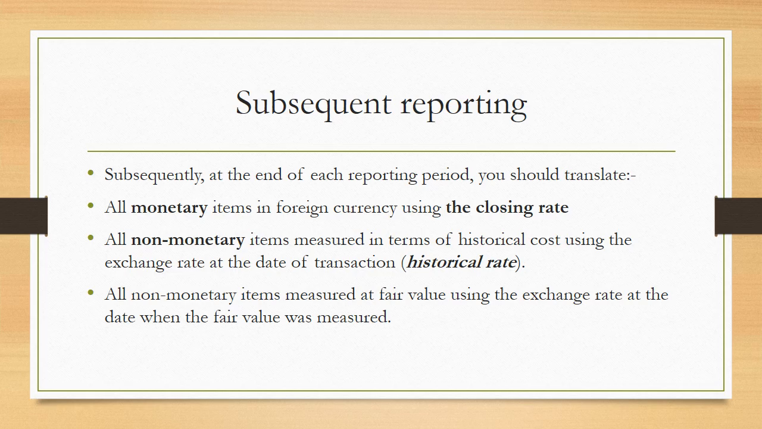By subsequent reporting, we mean at the end of each reporting period, you should translate all monetary items in foreign currencies using the closing rate. But also all non-monetary items will be translated using the historical rate. But if there is a non-monetary item measured at fair value, use the exchange rate at the date when the fair value was set.